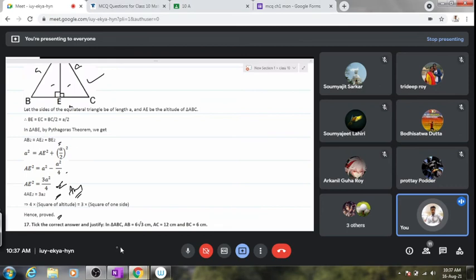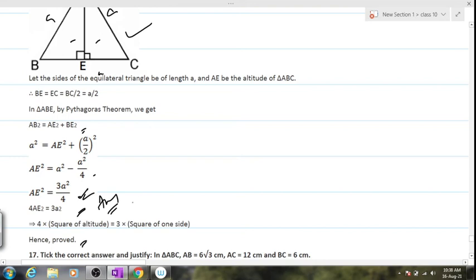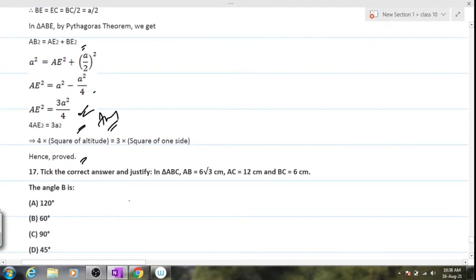Is this numerical clear to everyone? This was a far easier numerical than the previous one, right? It's very much related to the previous numerical. Can we move on to question number 17 now? Now tell me the answer for this. I don't think there will be a very difficult task to do this numerical.